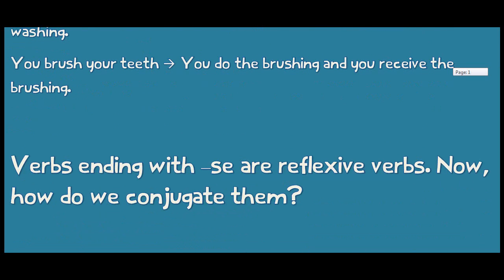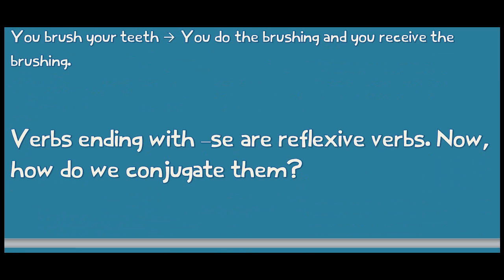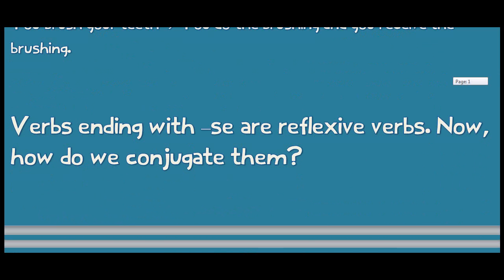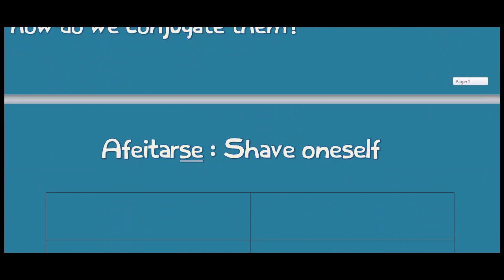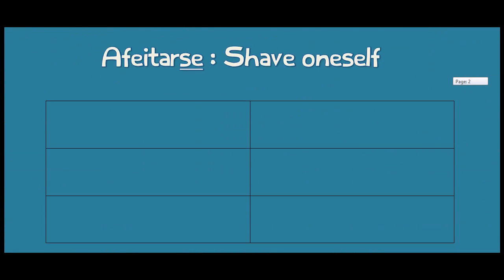Okay, now in Spanish, verbs ending with se are reflexive verbs. Now the question is, how do we conjugate them? And that is why you're here. So let's start off with the verb afeitarse.